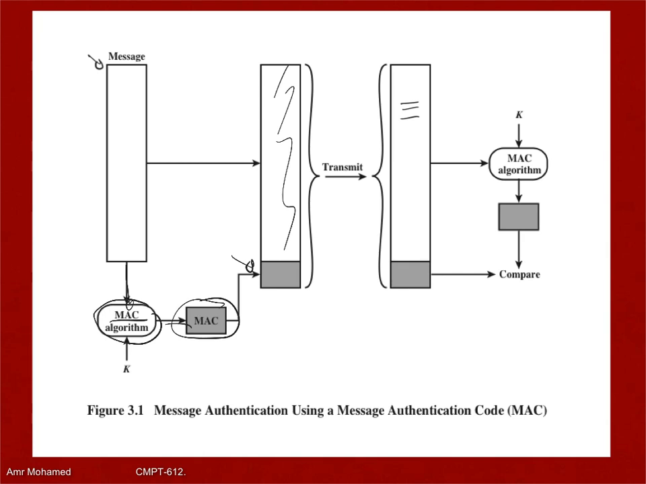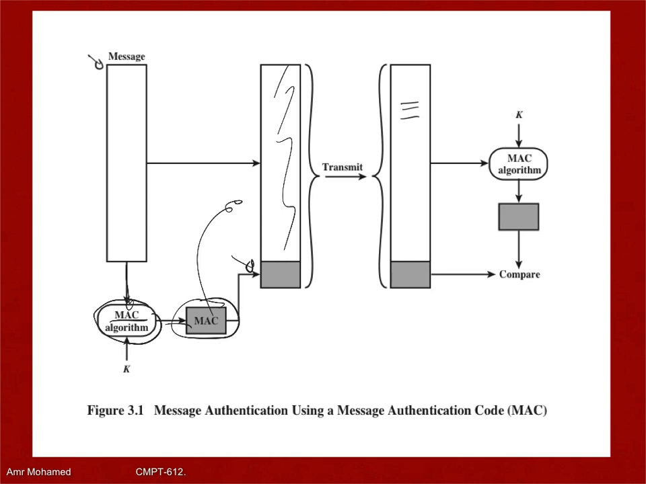One thing we notice here is that the requirement for MAC is not to be reversible. We don't need to reverse the MAC, or from the MAC reach the message. This is different from encryption. Encryption requires decryption. This is hashing.